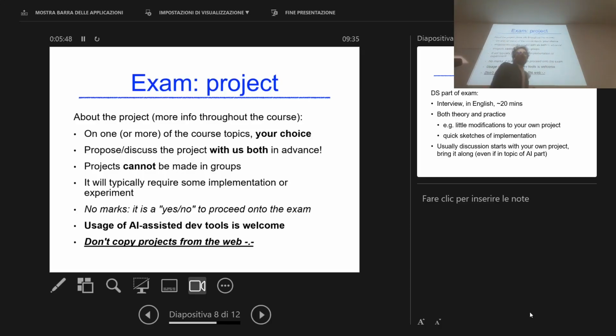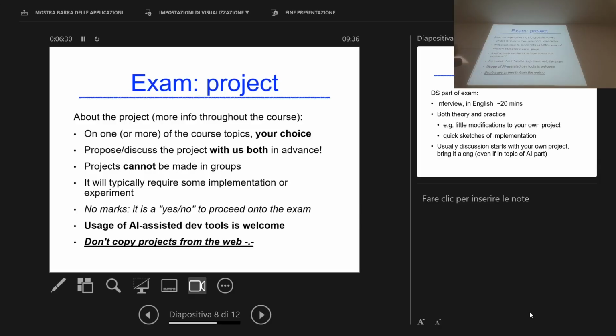Discuss the project details in advance, as I said. Typically they are not made in groups, so motivate it if you need. The project is meant to be some practical problem. So in my part, for instance, it will be implementing simple Python scripts that do something: some data analysis, some data exploration, some data visualization, some model training, whatever. As I said, there are no marks, there are no grades. It is a yes/no to go to the exam.